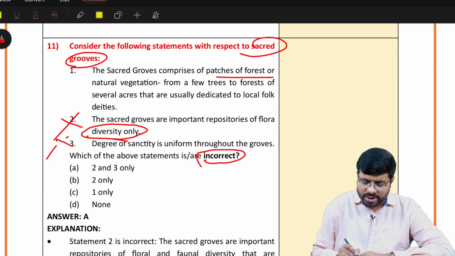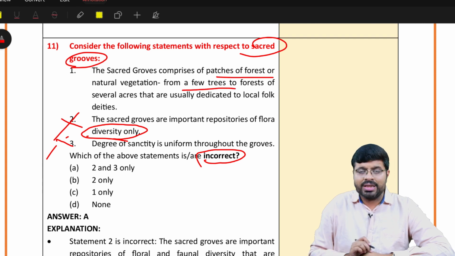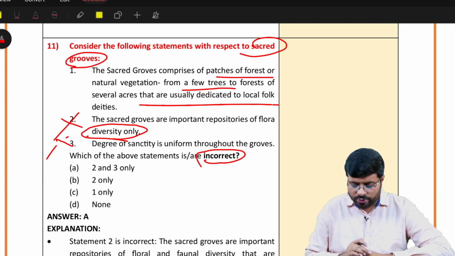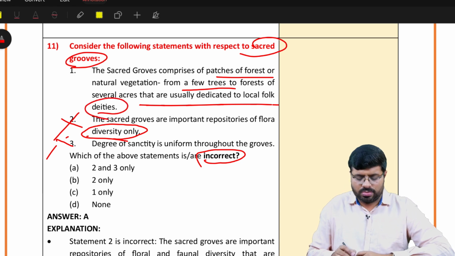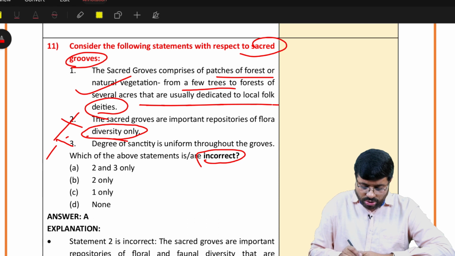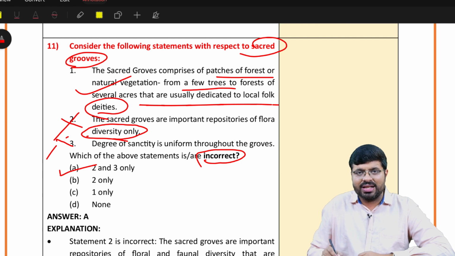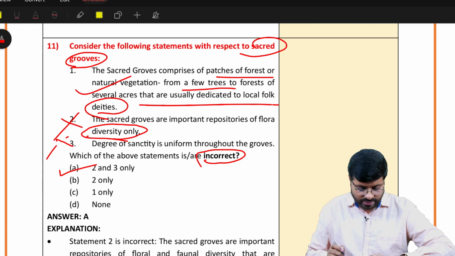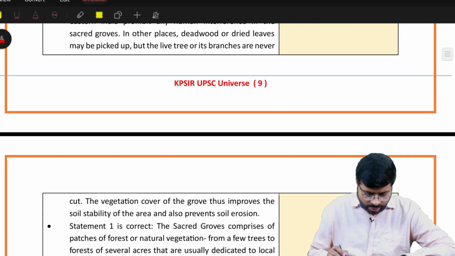Statement 1: what are sacred groves? They are patches of forest, from a few trees to a forest, which are usually dedicated to local folk deities. Yes, so the statement is correct. The question asks for the incorrect one, so obviously the answer would be A. If you haven't noticed 'incorrect' and assumed 'correct', your answer would be C. No blunders like this again. Then question number 12.